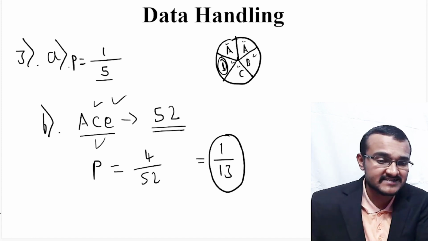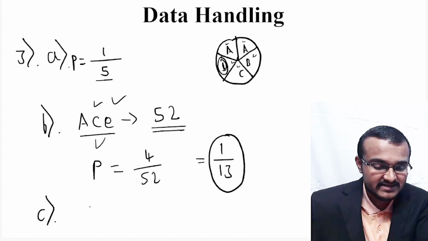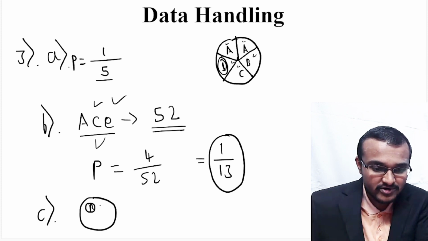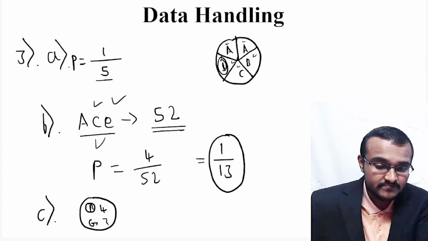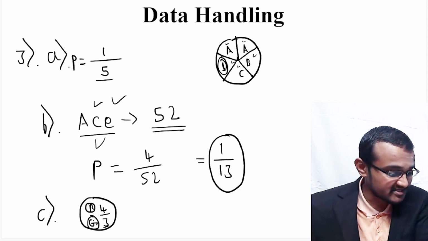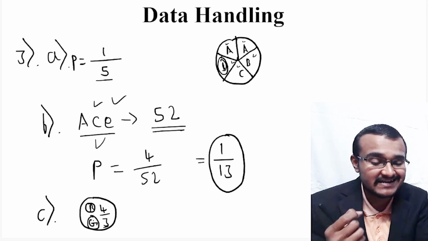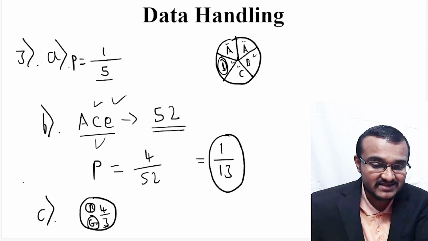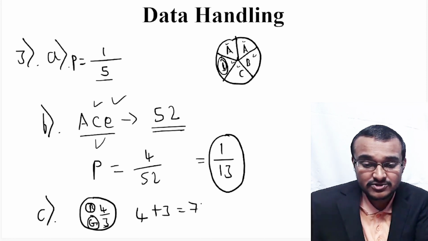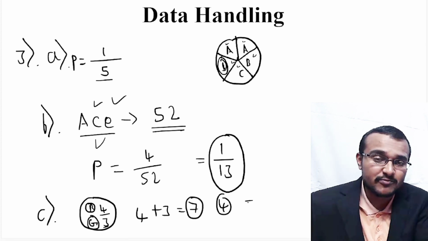So coming to the C question, the third question, there is a bag. In that bag there are 4 red apples and 3 green apples. So in that bag, 4 red apples are there and 3 green apples are there. What is the probability of getting a red apple is the question. Here you can see the total number of apples is 4 plus 3, that is 7. So out of 7 you have 4 red apples. So what will be the probability?